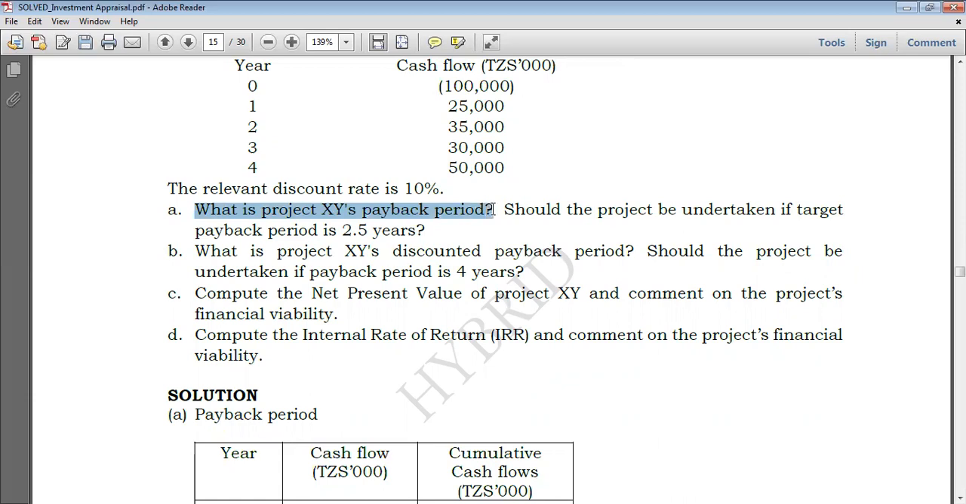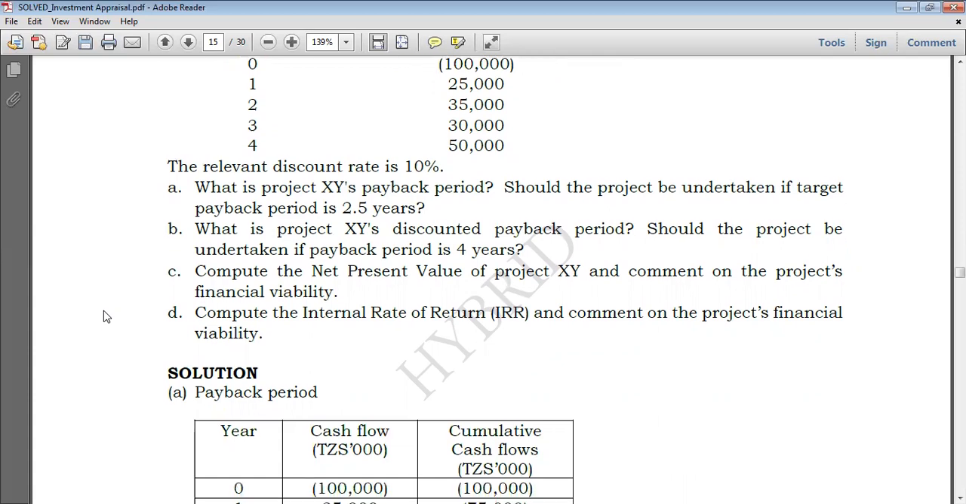What is project XY's payback period? And then we're told, should the project be undertaken if the target payback period is 2.5 years? Now let's try and get down to this and see whether there's something we can do.